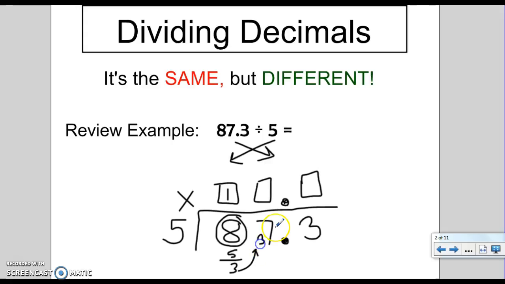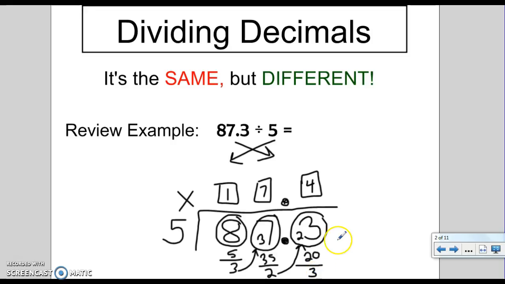Throw that 3 up to my 7, get my new target of 37. I know 5 times 7 gets me closest, that's 35. And I am 2 away, because 2 plus 35 is 37. Don't forget to throw that 2 up next to the 3, and now I need to get closest to that 23. I know 4 times 5 is 20, because 5 times 5 is 25. That's too much, and I'm 3 away.